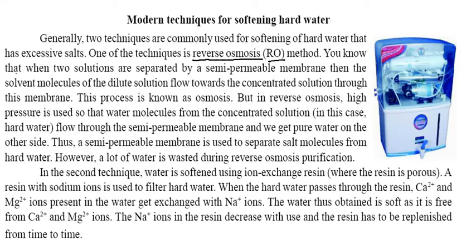You know, when two solutions are separated by a semi-permeable membrane, in short we can say SPM, semi-permeable membrane, then the solvent molecules from the dilute solution flow towards the concentrated solution through this membrane. Se jo hai, membrane ki taraf kya hota hai? Jo low concentration hai, wahan se solvent jo hai, higher concentration ki aur flow hona chalu hai. This process is known as osmosis.